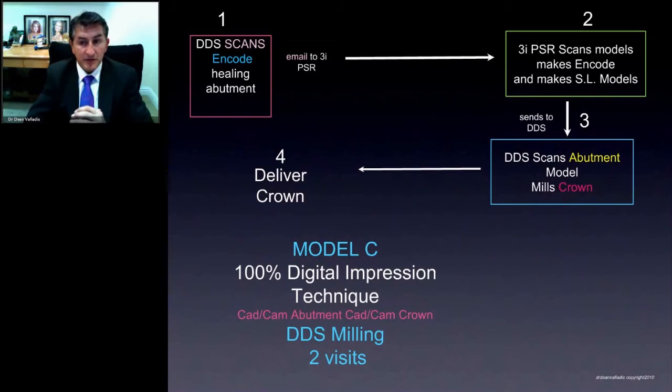Then 3i is going to take the model. It's going to separate the two files, make one SLA model, and then make the second one, the actual abutment. It's going to send both of those things to the laboratory or to the dentist if the dentist has a facility. And then the laboratory or the dentist can scan those abutments and make a crown. So that's 100% digital. It takes 2 visits for us to do that, and we're really controlling the cost and the time of fabrication.